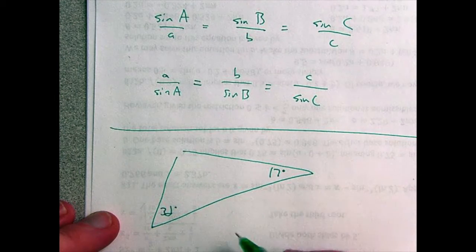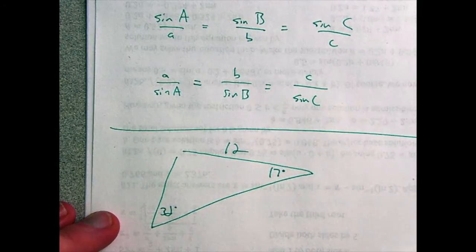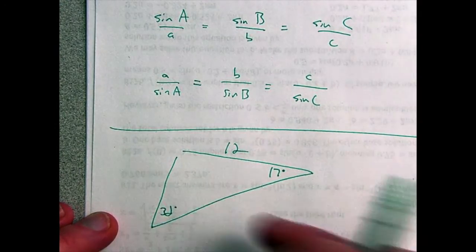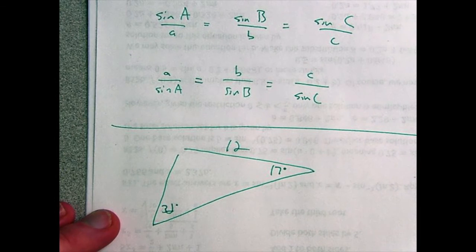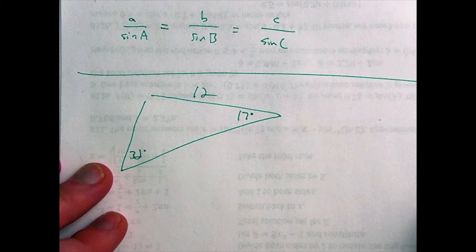17 degrees, and the length of this side here is whatever, 12. Find the remaining angles and find the remaining sides of the triangle. That's what you saw how to do on your homework. It's pretty easy, as you saw. You just use the law of sines to find a missing side.